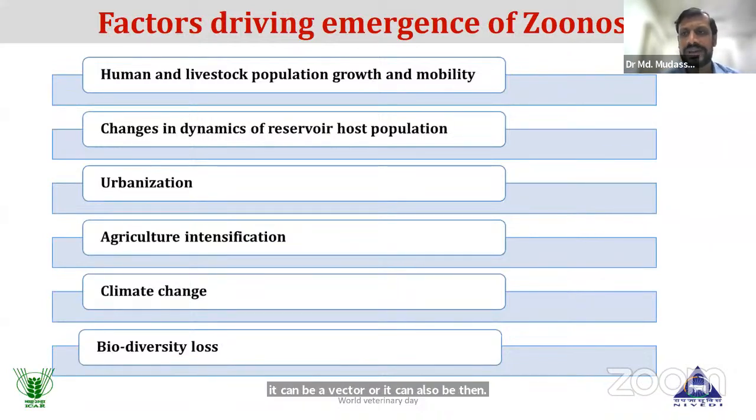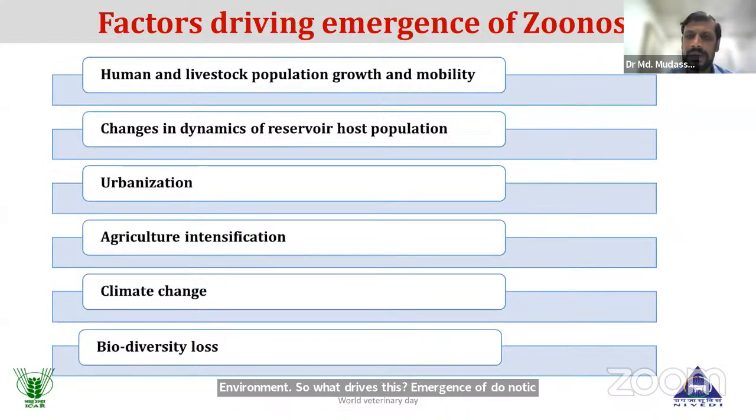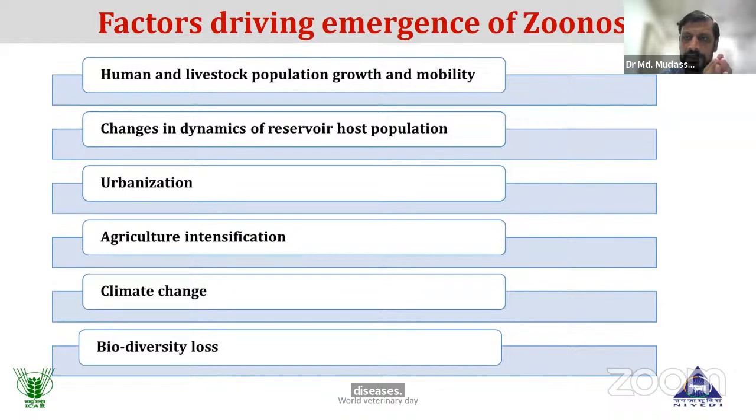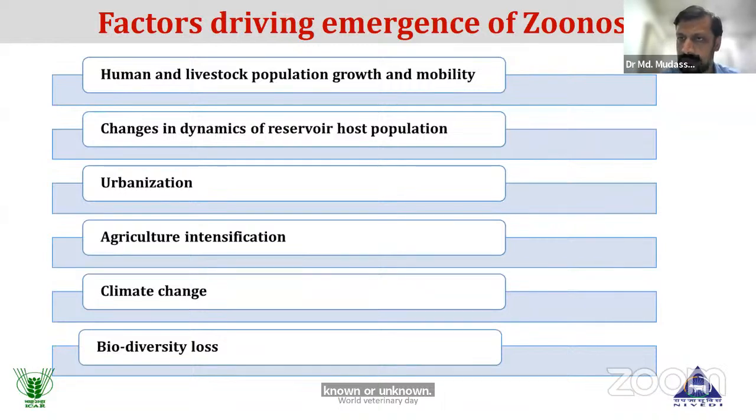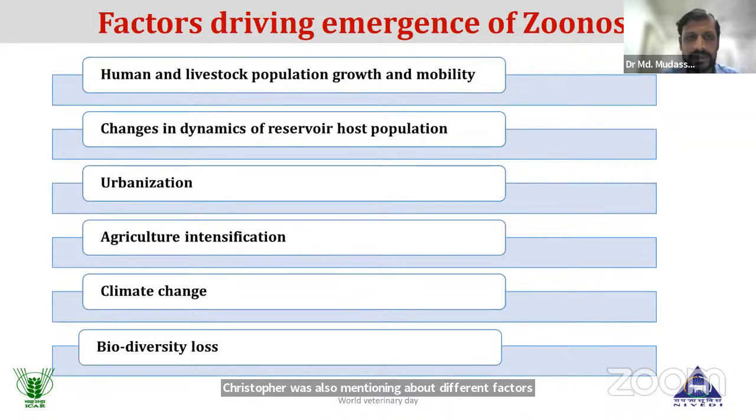Environment. So what drives the emergence of zoonotic diseases? What I was trying to cover is emerging infectious zoonotic diseases, which may be known or unknown. What are the factors driving it? Maybe Professor Christopher was also mentioning other different factors, like climate change and agriculture intensification, and how these are increasing. These are very limited factors. You can go on talking about all these factors in detail.